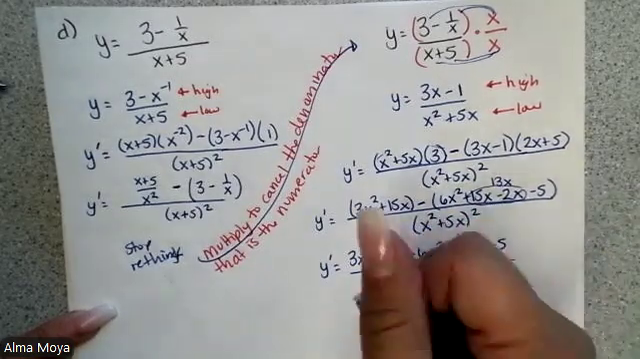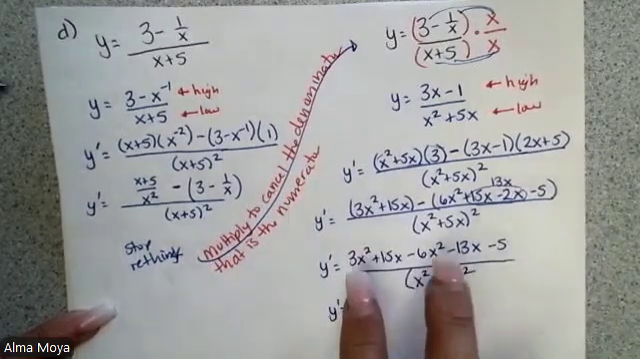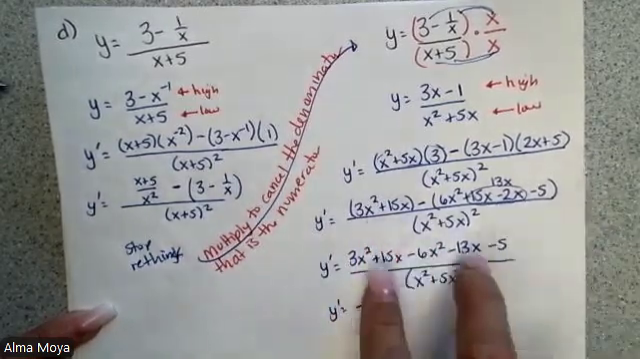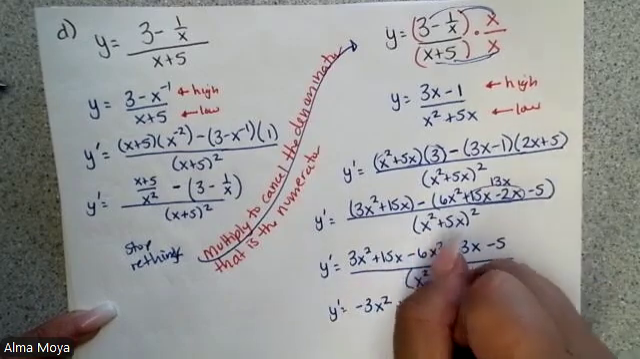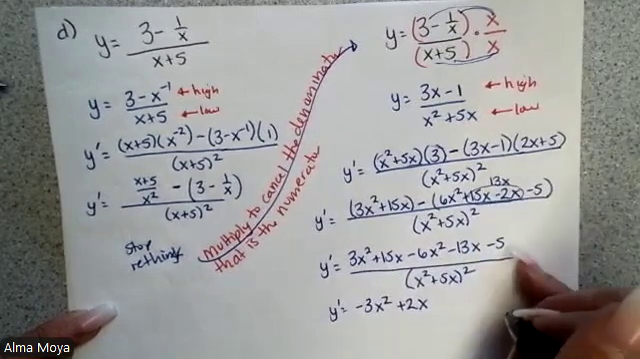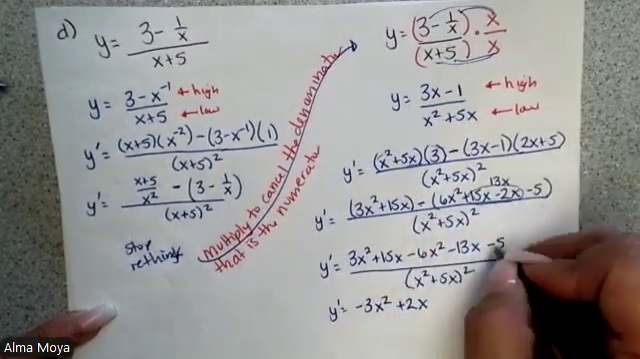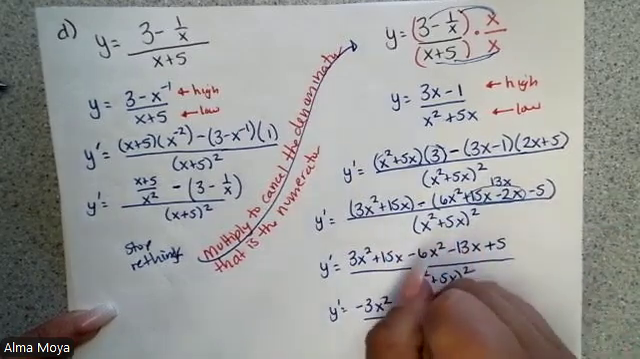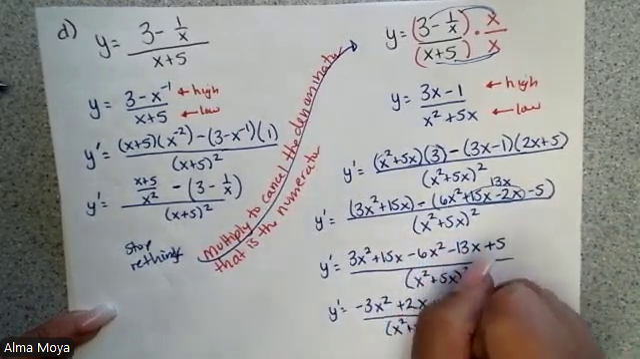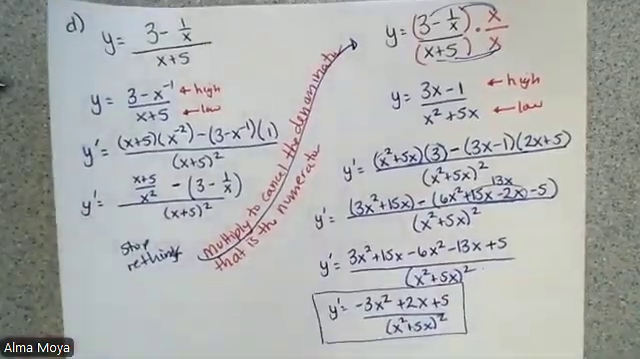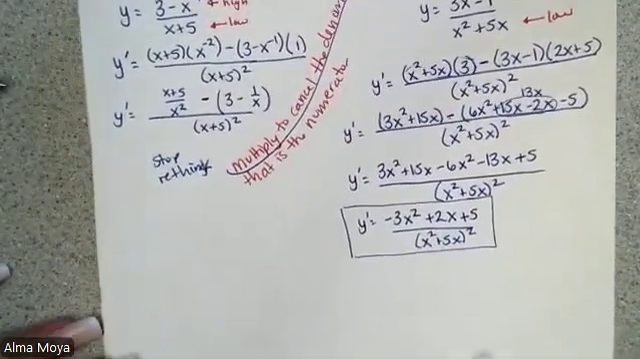I'm going to go ahead and combine like terms in the numerator. 3x squared minus 6x squared is going to be negative 3x squared. 15 minus 13 is positive 2x. And then the only constant is, oh, actually, I messed up. Negative makes that a positive 5. Positive 5. I'm going to go ahead and just leave my answer like that.